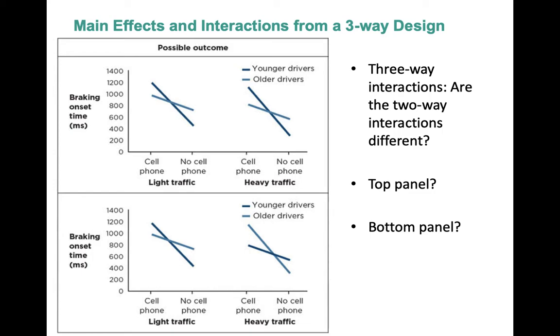The nature of the crossover interaction is completely different depending on if we're talking about light traffic or heavy traffic. In light traffic, it's the exact same shape of the interaction that we saw before. But in heavy traffic, we've got older drivers that are slower to brake than younger drivers when talking on the cell phone, but older drivers actually being quicker to brake than younger drivers when not on the cell phone. So the nature of the two-way interaction is different and depends on the level of the third variable, which is traffic condition. So we would have a three-way interaction there.